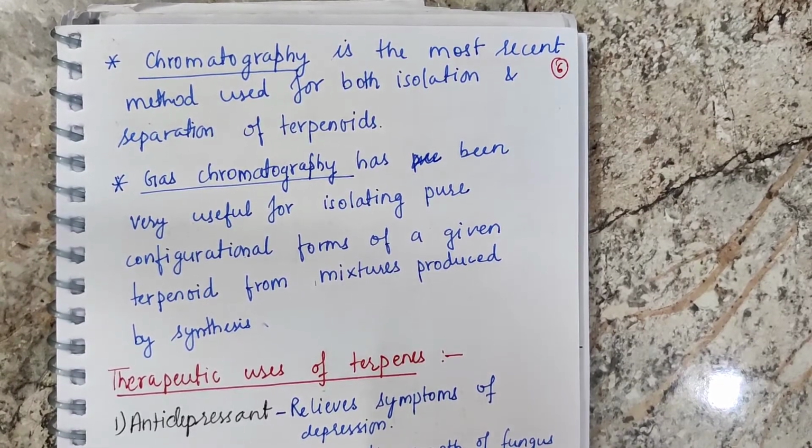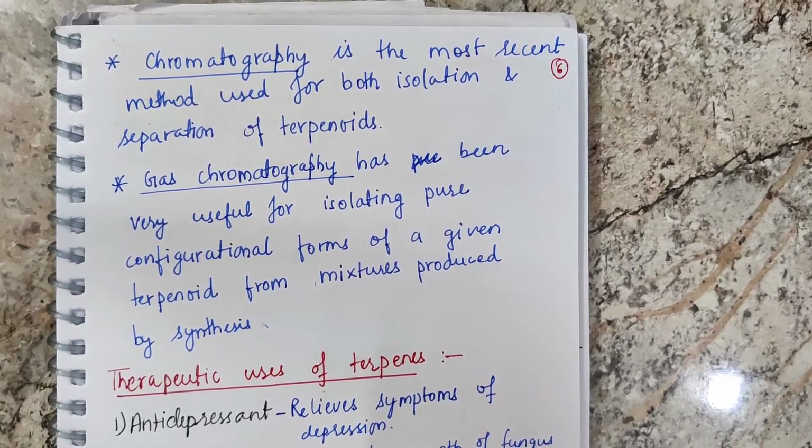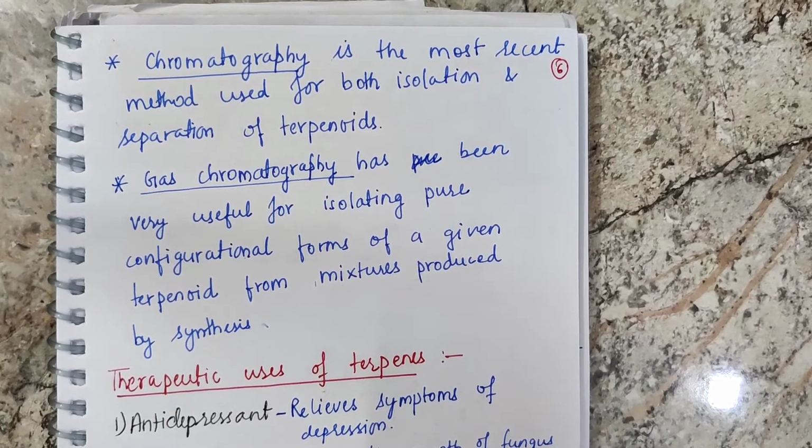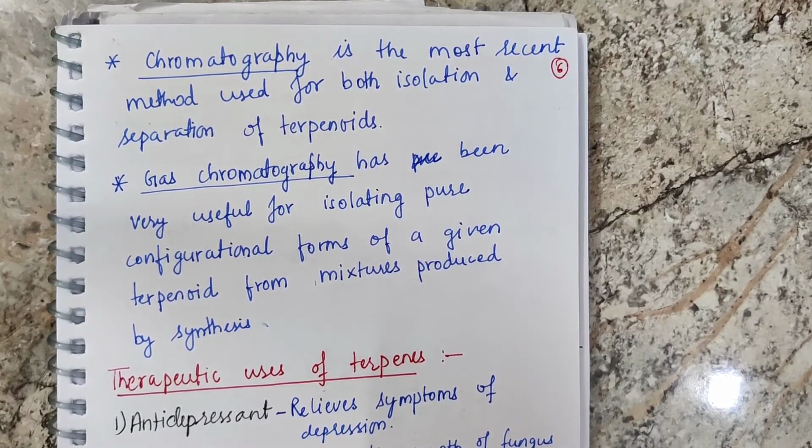Now, gas chromatography is so effective that you can separate out two different enantiomeric forms or two different conformational forms of a terpenoid. When you do separation using fractional distillation or steam distillation, what happens? The two enantiomers or two conformational forms have the same boiling point, so you cannot separate them using a distillation process. So those can also be separated by using gas chromatography.